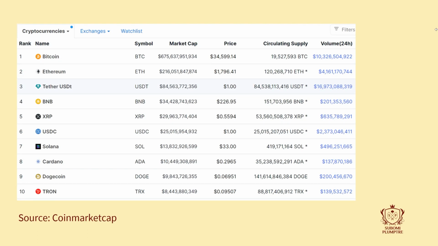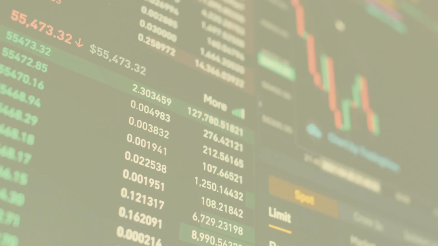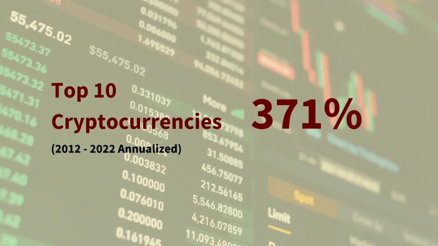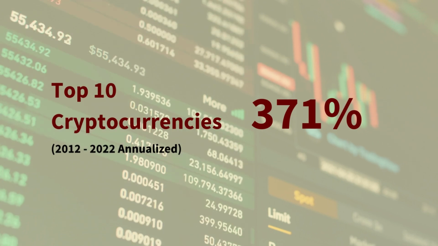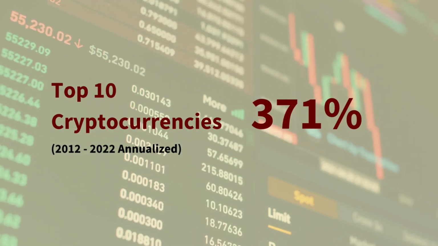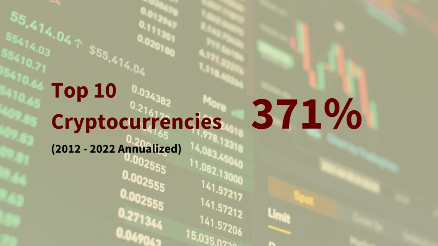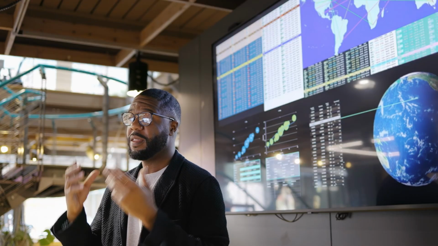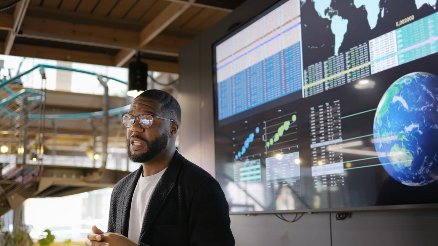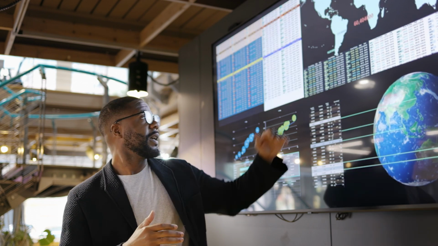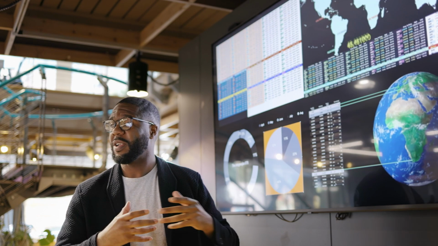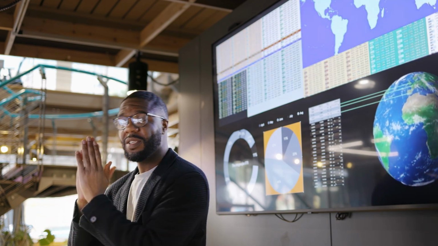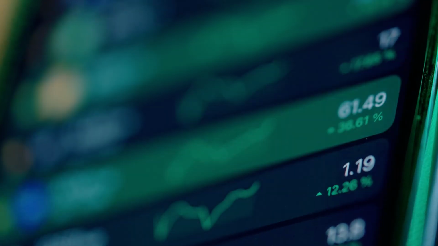But one of the things you can do, again, the same thing we did with stocks. If you look at the top 10 cryptocurrencies over the last 10 years, annualize the results, you will see a return of over 300% just over that 10-year period. So again, it may make sense for cryptocurrency because it's a very high-risk investment. You may decide not to buy individual cryptocurrencies and just put small amounts of money.